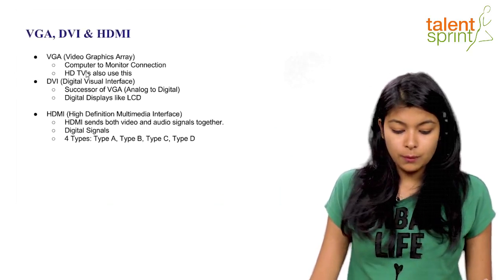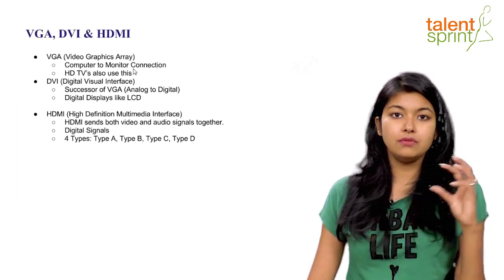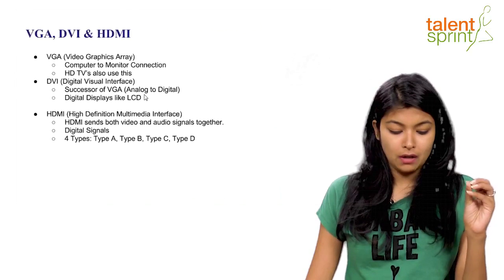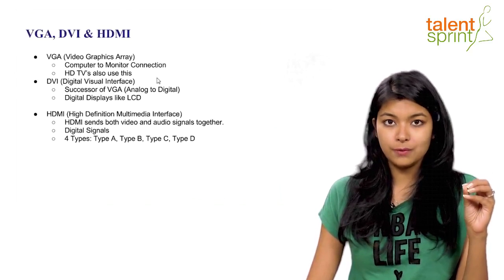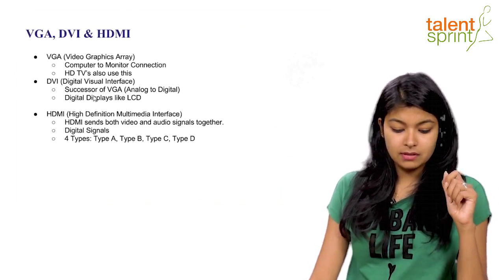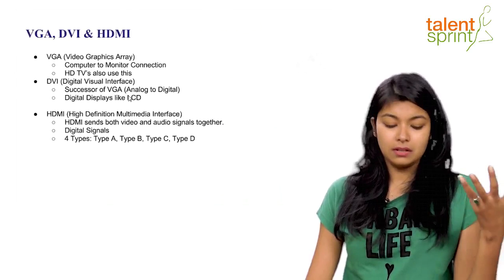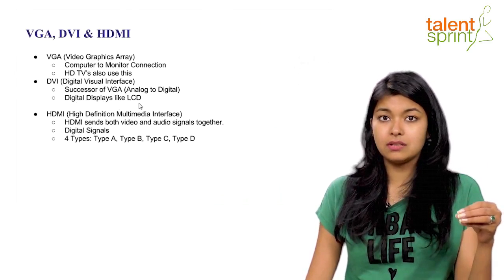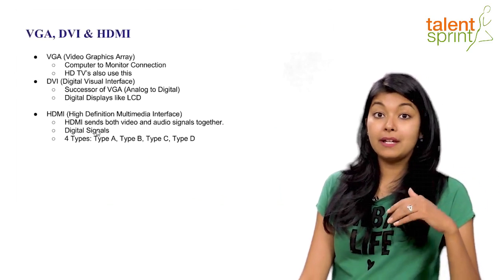But till then, VGA is a computer to monitor connection. You have your CPU, and you connect it to the monitor with a VGA connection. All the HD TVs that you see also use VGA. Then digital visual interface is the successor of VGA. VGA works on analog, while DVI works on digital signals, and it is also used in the digital displays of LCDs.